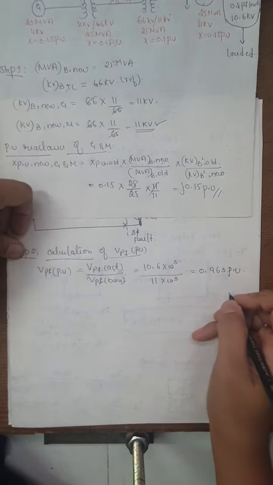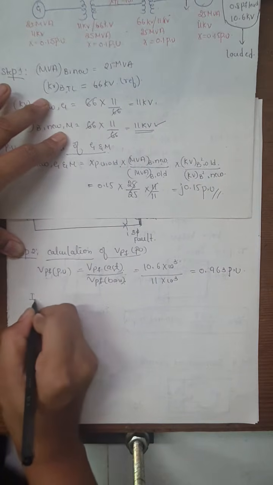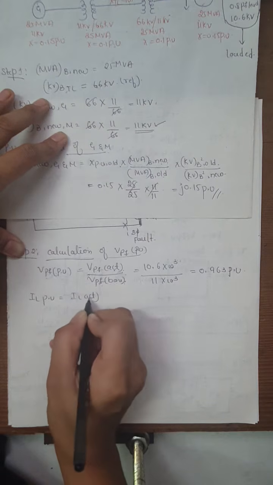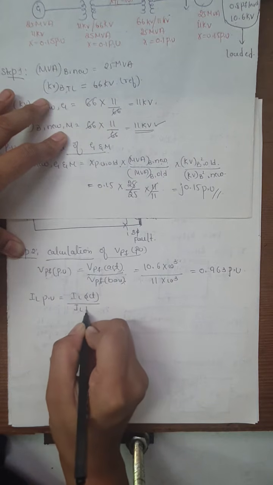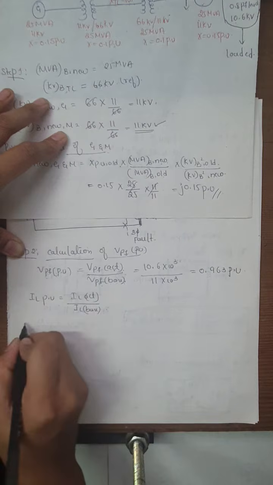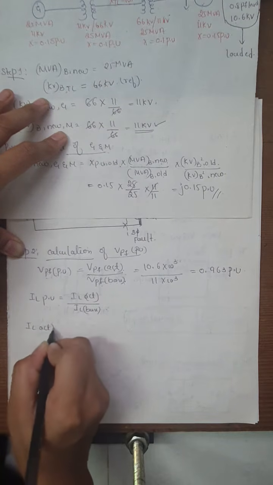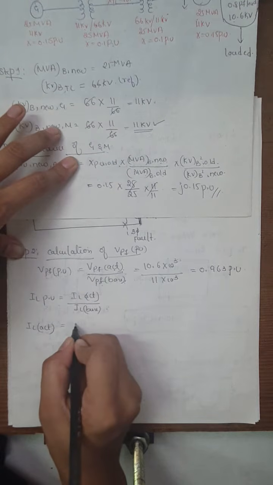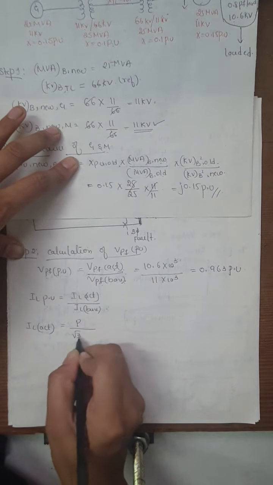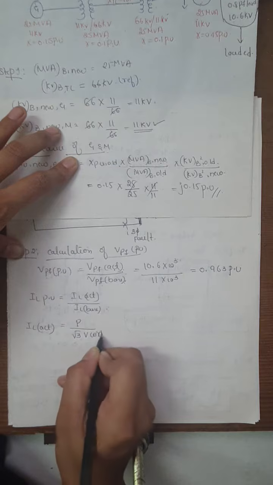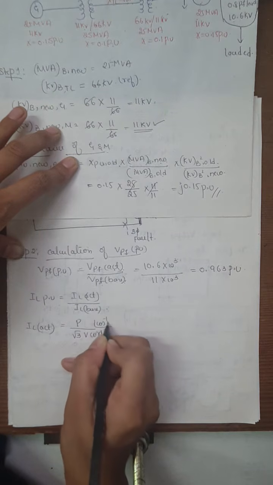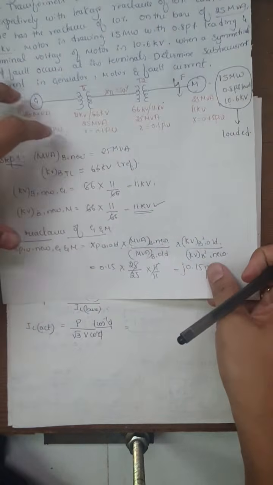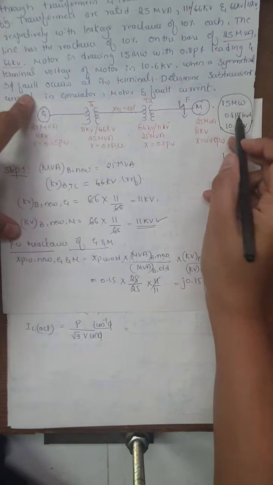After that you can go for the load current calculation, that is IL in per unit. So IL actual divided by IL base. You know the formula for the actual calculation and also for the base. First we'll do the actual one: P divided by √3 V cos phi, at an angle of cos inverse phi. Now look at the given data. These are all your actual values.